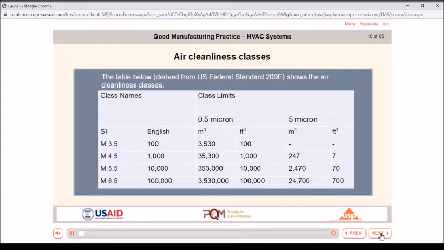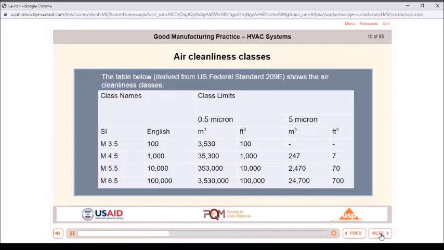Air cleanliness classes. The table below, derived from U.S. Federal Standard 209E, shows the air cleanliness classes. Table interpretation. 1. Class 100, M 3.5, is the area where the particle count must not exceed a total of 100 particles per cubic foot, 3,530 particles per cubic meter, of a size 0.5 microns and larger.